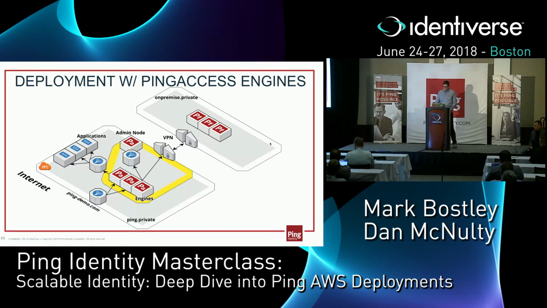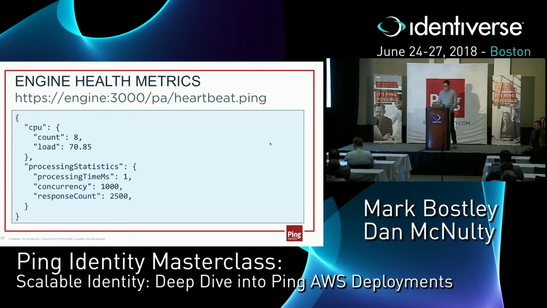So now I'm going to dig into the auto-scaling aspect of the engines. And so I mentioned earlier that as part of the Ping automation, we provide some customization to the health metrics that are exposed by individual engines. So here we have a JSON document that's now exposed on each PingAccess engine at this URL here, this heartbeat endpoint. And so let's look at the details here of what's being returned.